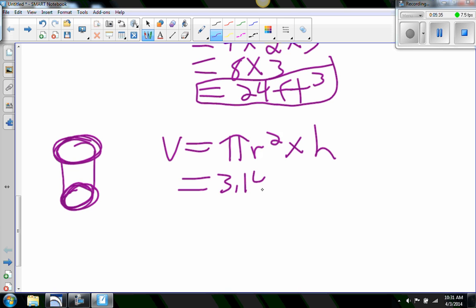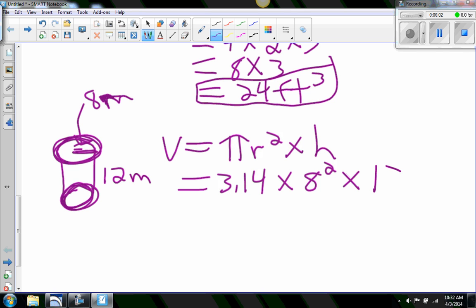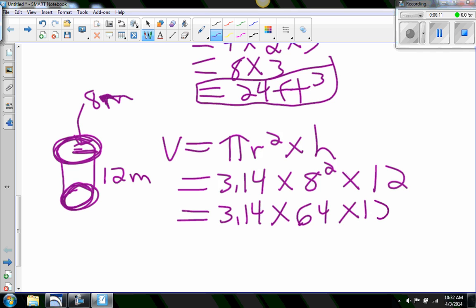Pi is 3.14. My radius, I guess I should draw in. I'm going to put it up here because you can't see it. So 8 meters. And we'll say this is 12 for the height. So my radius is 8. Remember, radius is only halfway across the circle. So if they would give you the diameter the whole way, you'd have to cut it in half first. So the height of the whole thing is 12. So I take 3.14. I square my radius, which is 64, 8 times 8, and then times 12.